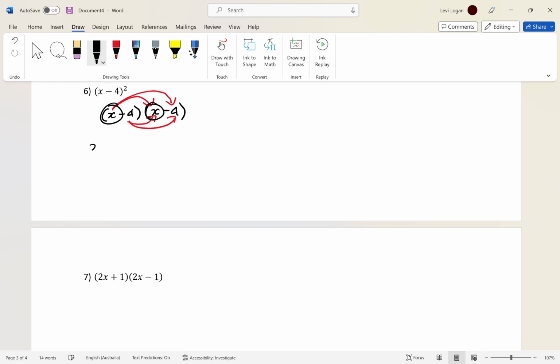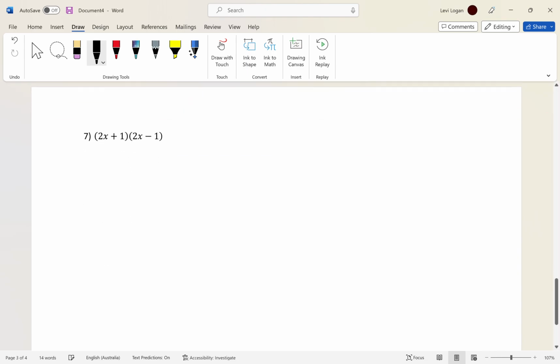So we're going to have x squared. Next off, we're going to do x times negative 4, so we're going to have negative 4x. Now we're going to do negative 4 multiplied by our x, so we're going to have another negative 4x here, and then we're going to have negative 4 times negative 4, so you can have a plus 16. Notice how these here are like terms, so you can add them together. So we're going to have x squared minus 8x plus 16. And that is fully expanded and simplified.